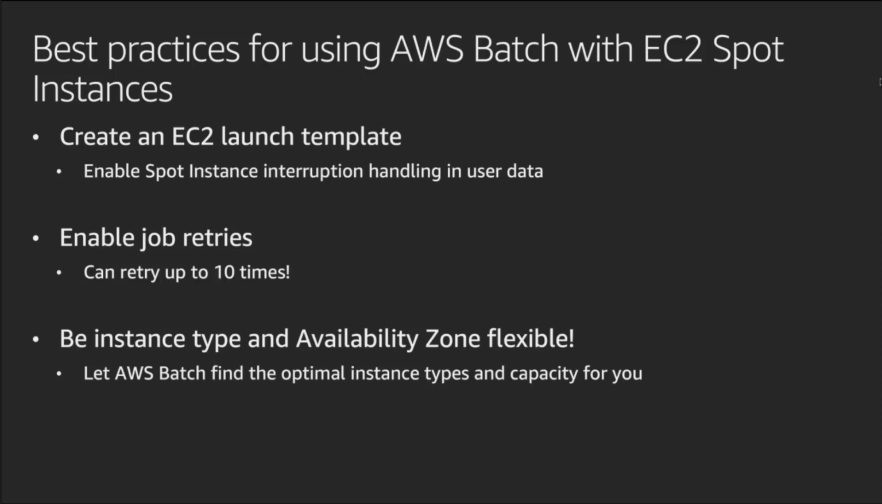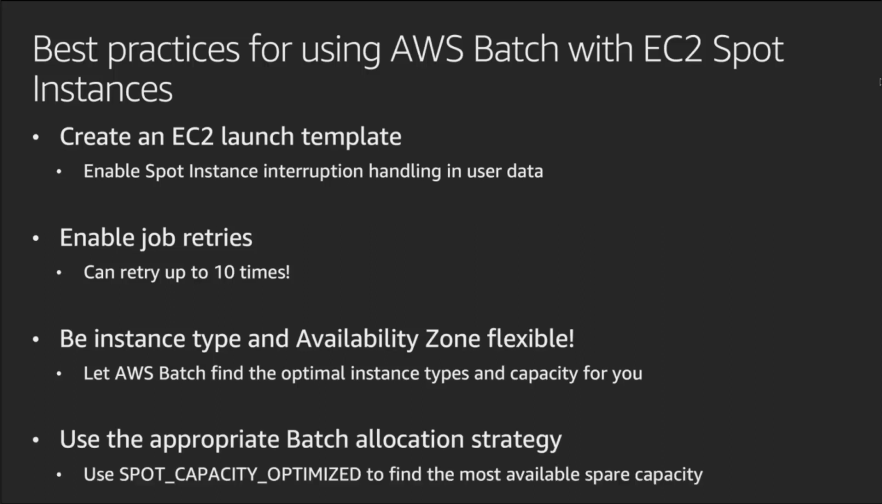So be instance type and availability zone flexible, right? Let AWS Batch find the optimal instance types and capacity for you. When you submit your jobs, you're telling Batch how much compute resources you need, how much memory resources you need, and Batch is going to be able to go out and find the best match instance types wise as well as capacity wise for you. So the more availability zones you can feed to Batch, the more instance types you can feed to Batch, the better off you will be with having Batch be able to find that capacity for you.